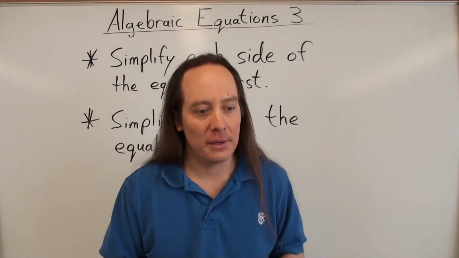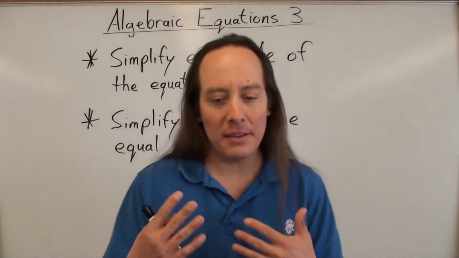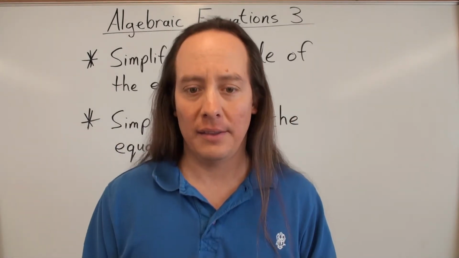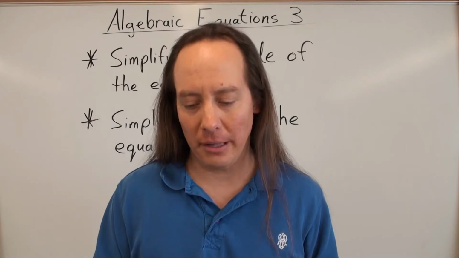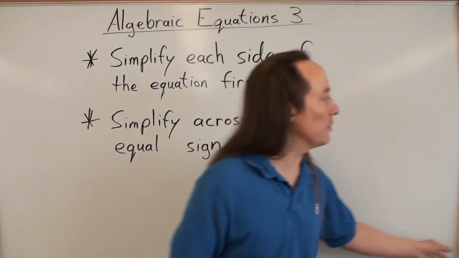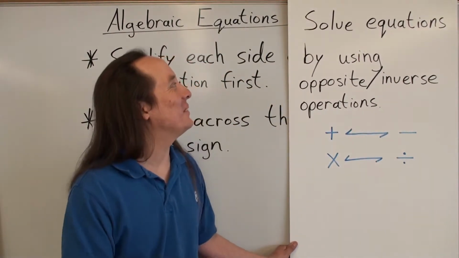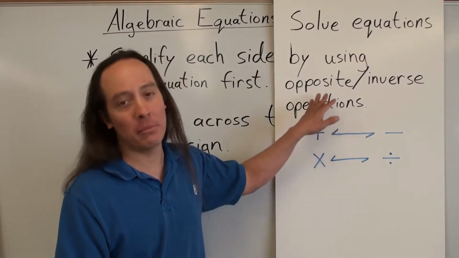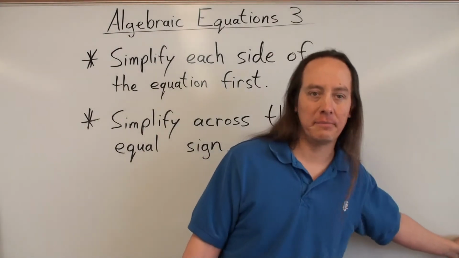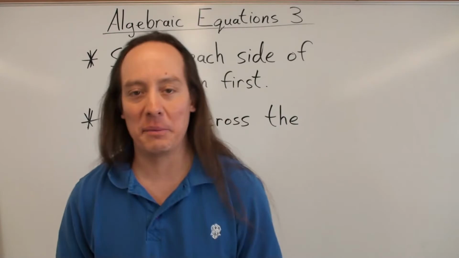That's what I meant by simplify across the equal sign. So that's basically the step that I like to take. I try to do the addition and subtraction first, usually grouping together the like terms, and then I'll group across the equal sign. And remember, to go across the equal sign, we have to do an opposite or inverse operation to cross it, right?